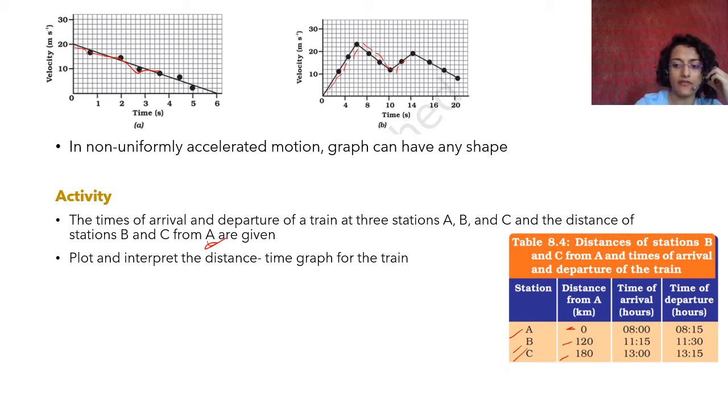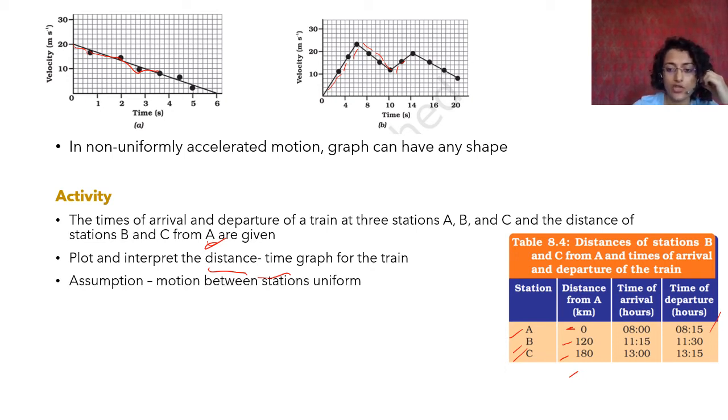Times of arrival and times of departure are given here. So you have to plot the distance and time graph, distance here and time here. The assumption is that the motion between stations is uniform, which means the speed is not changing when it is moving.